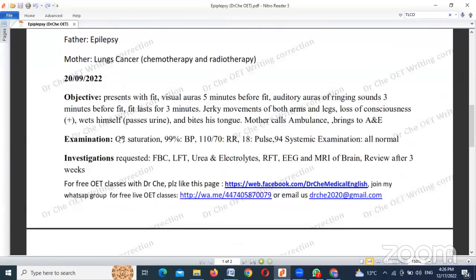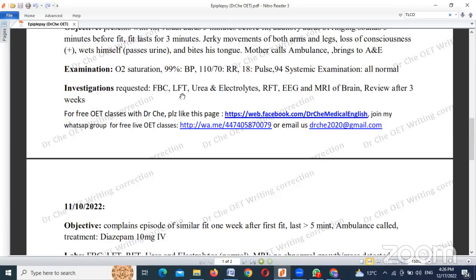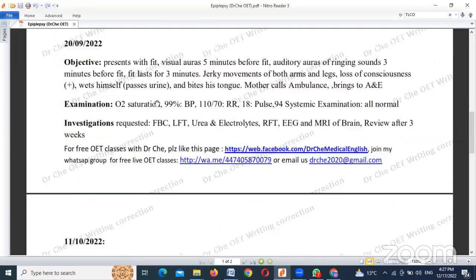So we have done the examination. Saturation is 99%, blood pressure is okay, respiratory rate is okay, pulse is okay, systemic examination is okay. We have requested some investigations: blood count, liver function tests, urine electrolytes, renal function test, EEG of the brain, CT scan of the brain, and we have advised the patient to come for review in 3 weeks. So this is our first visit.